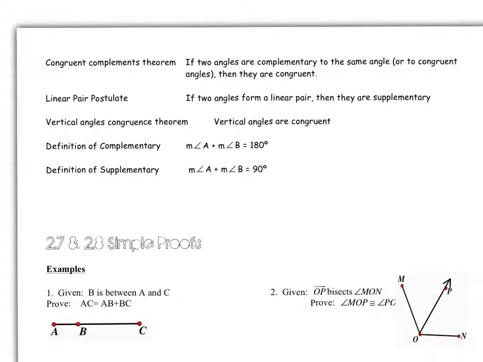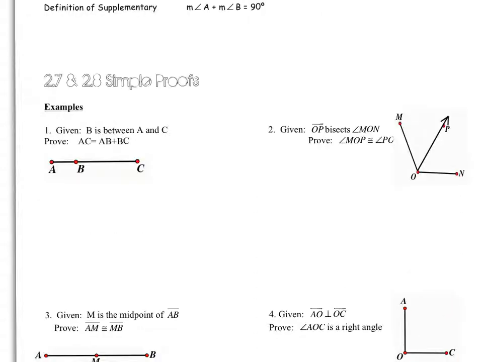The linear pair postulate: if two angles form a linear pair, then they are supplementary. Remember, that is not reversed though. Just because they are supplementary does not mean they are linear pairs. Vertical angle congruence theorem, we usually just say vertical angles are congruent, but remember what vertical angles are. And then we have the definition of complementary and the definition of supplementary. So we're just going to jump into some proofs and start practicing with these.